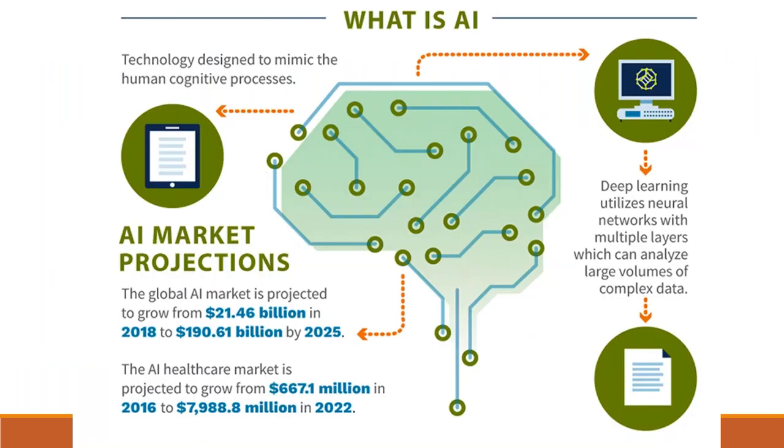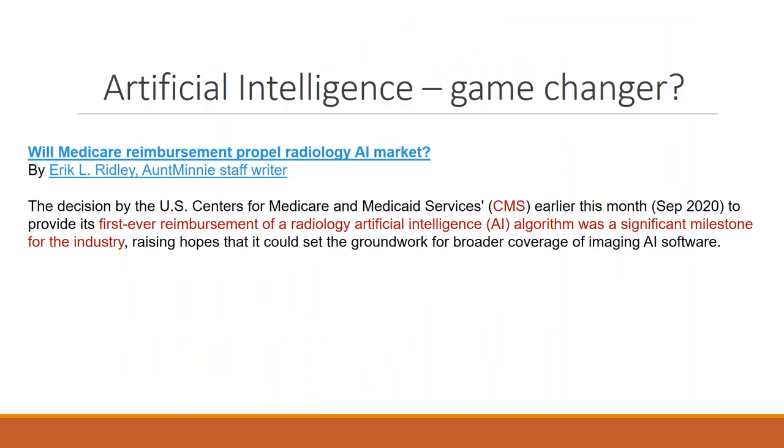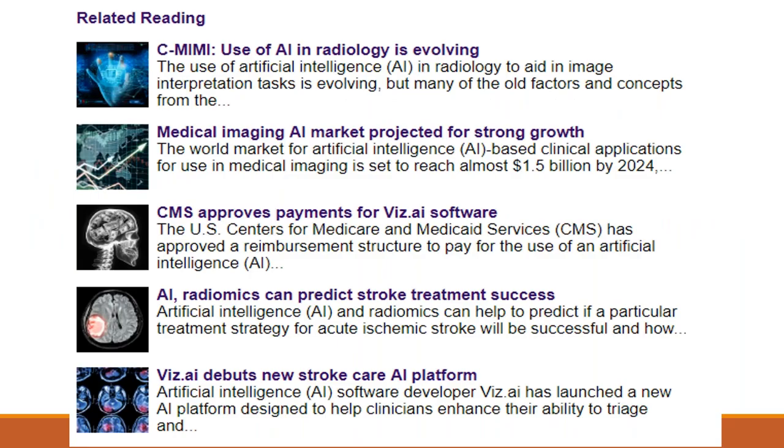What is AI? It's a computerized approach, sort of like CAD on steroids. It's taking algorithms and looking at images for discrepancies in what's a standard pattern. What's really important about this is the game changer that Medicare is now reimbursing as of September 2020. The first ever reimbursement of a radiology artificial intelligence algorithm was a significant milestone for the industry. So it is here and it's not going away.